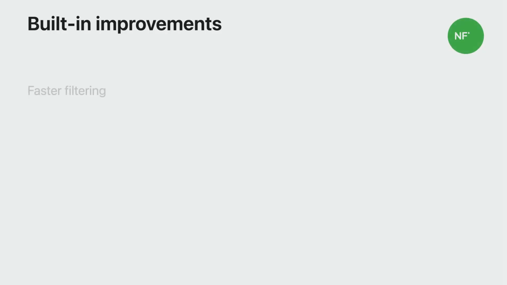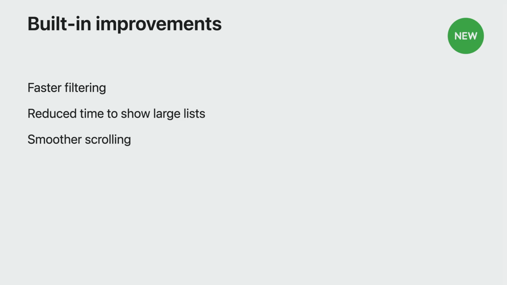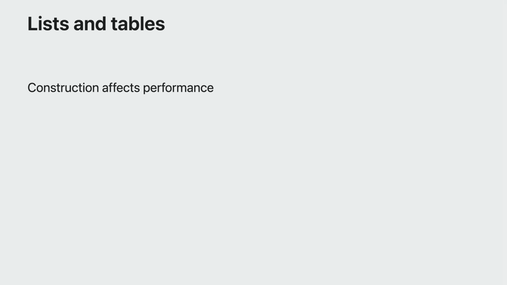In macOS Sonoma and iOS 17, SwiftUI has a number of optimizations under the hood for cases like filtering and scrolling. These improvements can be had with minimal effort on your part, and in many cases can result in drastically more responsive load and update times for bigger lists and tables. However, there are certain ways to construct lists and tables that result in better performance.